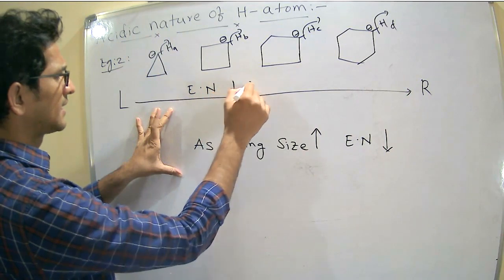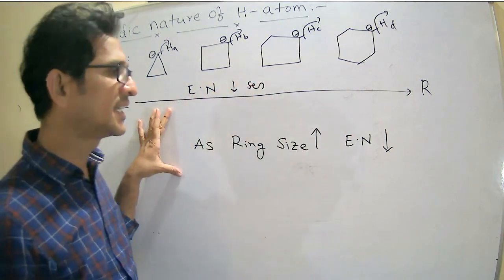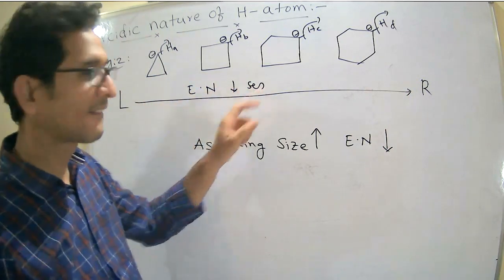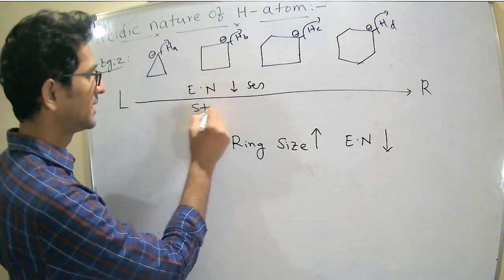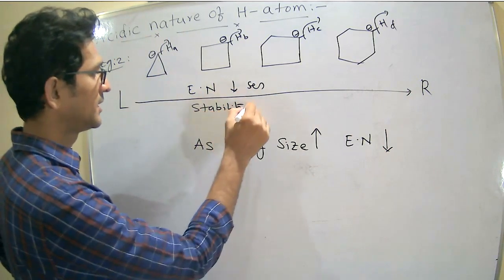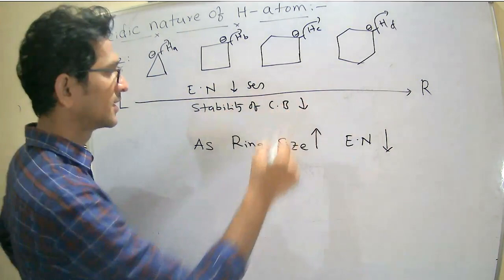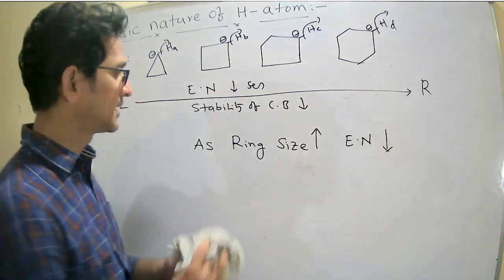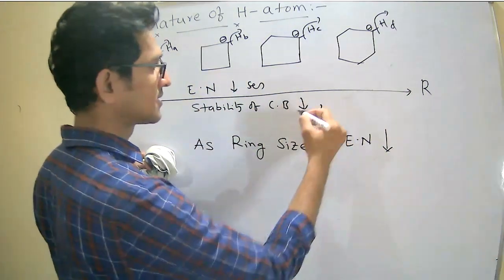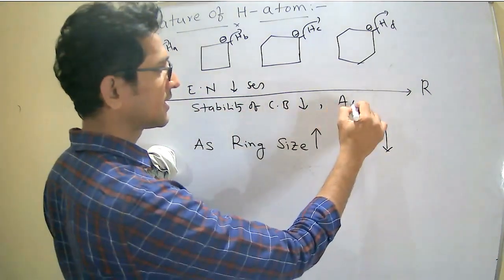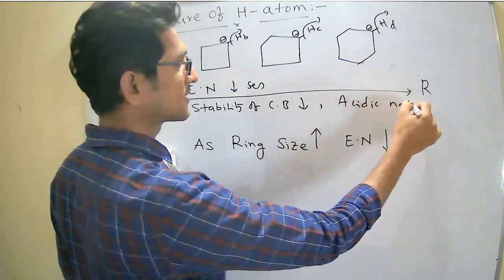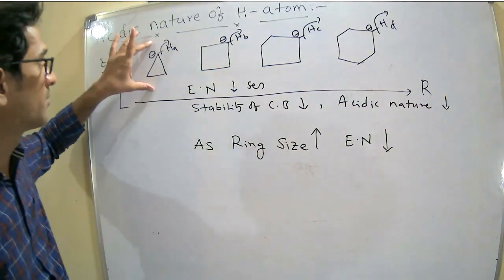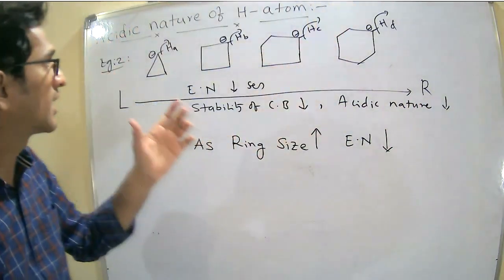Electronegativity decreases. As electronegativity decreases, the stability of the conjugate base decreases. As the stability of the conjugate base decreases, acidic nature decreases. So from here to here, left to right, what happens?